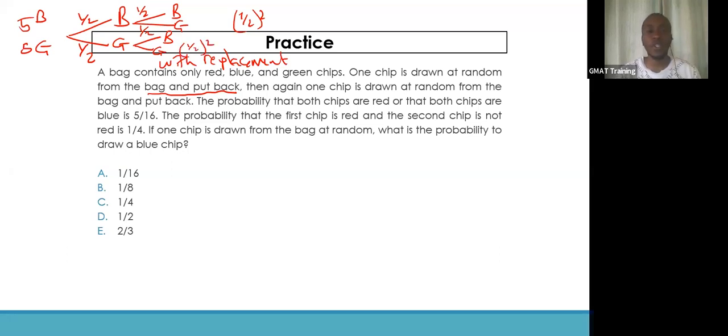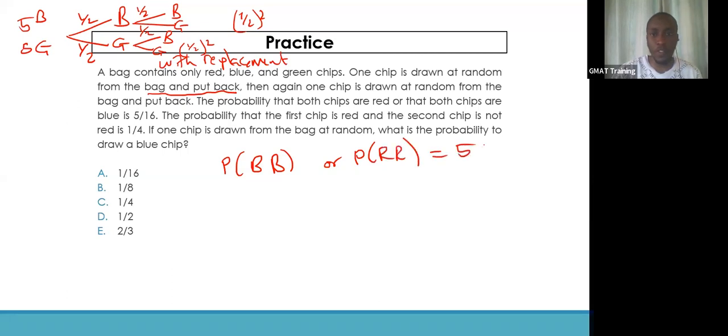In this case, if you're dealing with replacement, then you'll find yourself dealing with perfect squares when you're picking balls of the same color, or balls that have the same proportion as the other. So the probability that you pick both chips red or both chips blue is 5 over 16. So we have probability of both blue or probability of both red equals 5 over 16. So or means add, remember that. So you're dealing with 2 perfect squares, we add them.